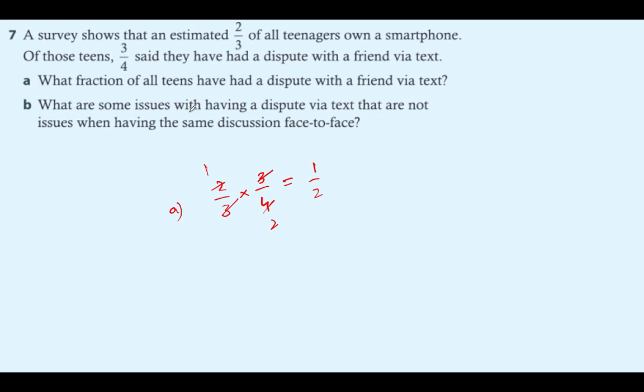So what are some issues with having a dispute over text that are not issues when having the same discussion face to face? Obviously when you are texting someone, expressions cannot be seen, and the person cannot see your facial expressions. So this is just an individual answer, it depends on you, but usually in my point of view this is the reason.